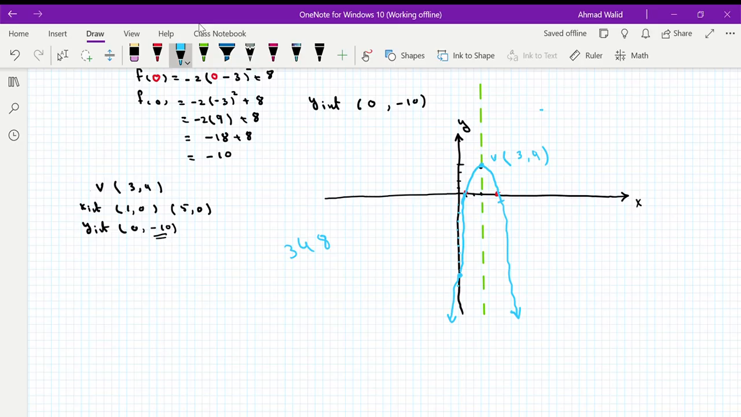I'll stop this part of the lecture here. In the second part of this video, I'll use the general form of a quadratic function and show how to graph using the general form. I'll explain it in the second part of the video. I'll stop the lecture here and see you all in the second part of this video.